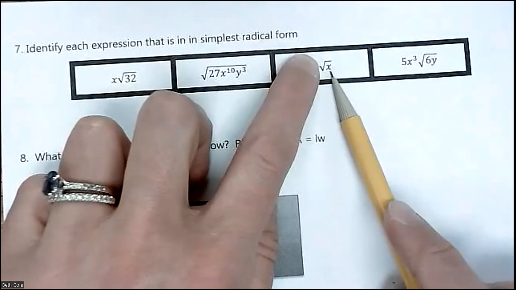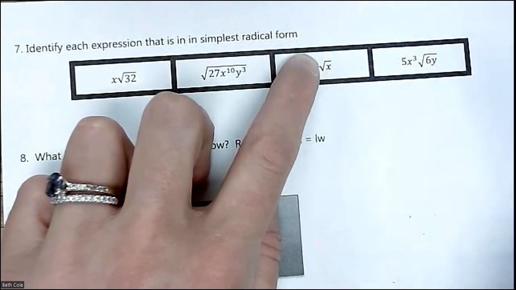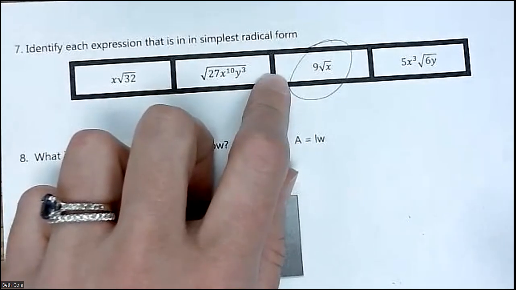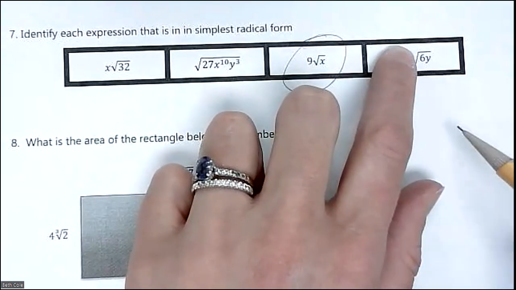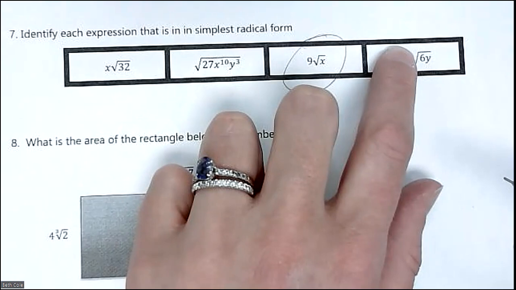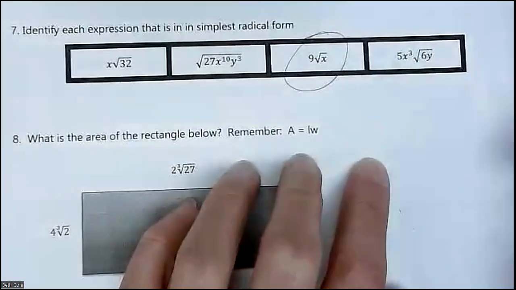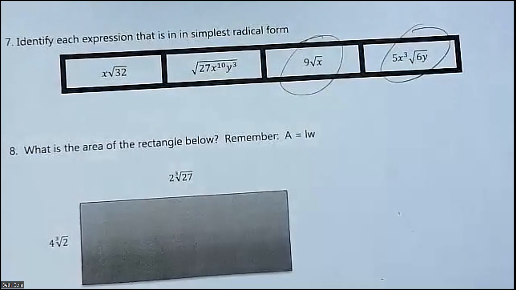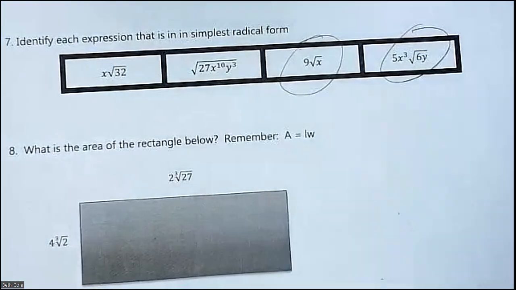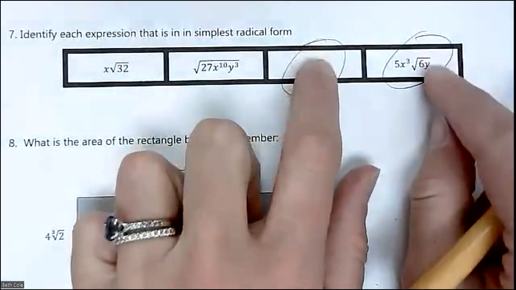How about this one? You cannot do anything with just plain x. That is in simplest form. And then how about the 6y? Again, you're only looking at what's underneath. Could you split 6y? No. 6 is not a big enough number to split. I mean, it would just be 1 times 6, which is not going to help you. Okay, so if you could do more, it's not in simplest form. And you just look at the part underneath.